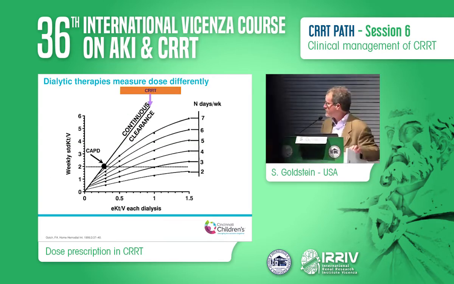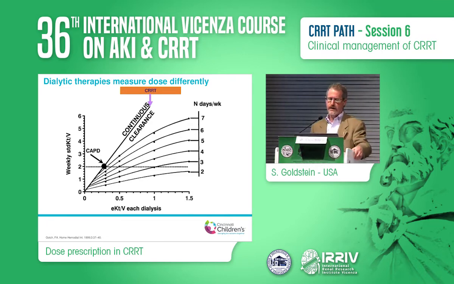So if we look at this graph, which on the x-axis is looking at the equilibrated Kt/V for each dialysis treatment in an intermittent hemo treatment, and then the weekly standardized Kt/V, which is on the y-axis, we can see that in intermittent therapy, depending on the number of days of the week, as you do more therapies during the week, the standard Kt/V will increase.